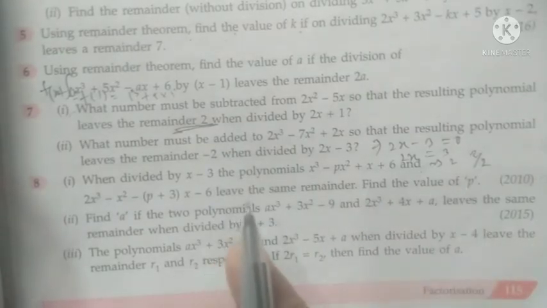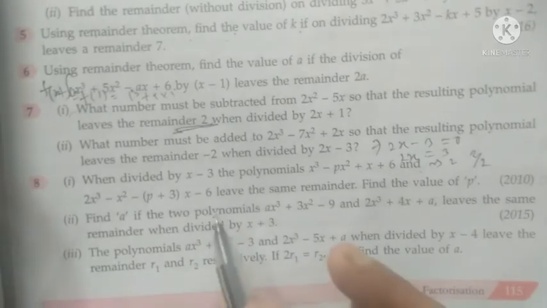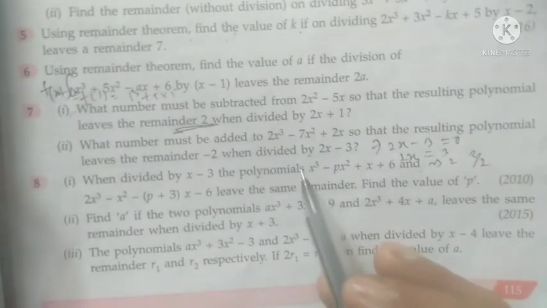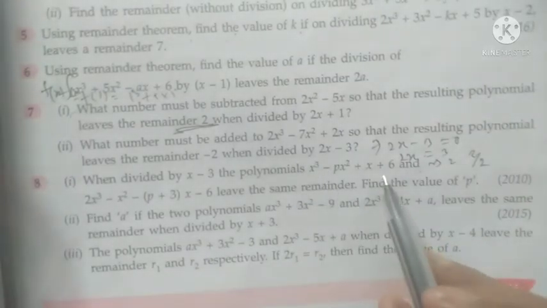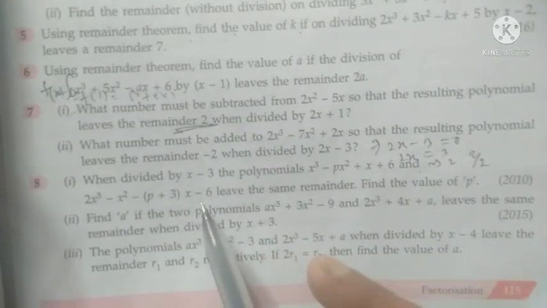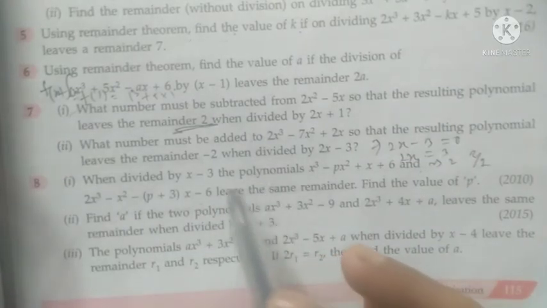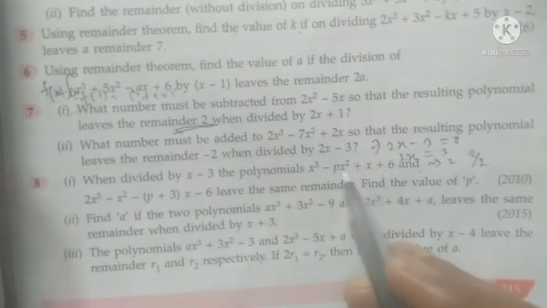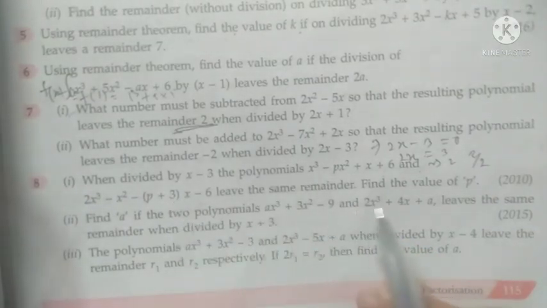So first of all, my dear students, I am telling you how to solve this question. First of all, you have to write let f of x is equal to this and g of x is equal to this. After that you have to find the remainder in both polynomials. And according to the problem, this remainder is equal to this remainder, then you get the value of p. If you can't understand, I'm going to solve this question. This is my last question.